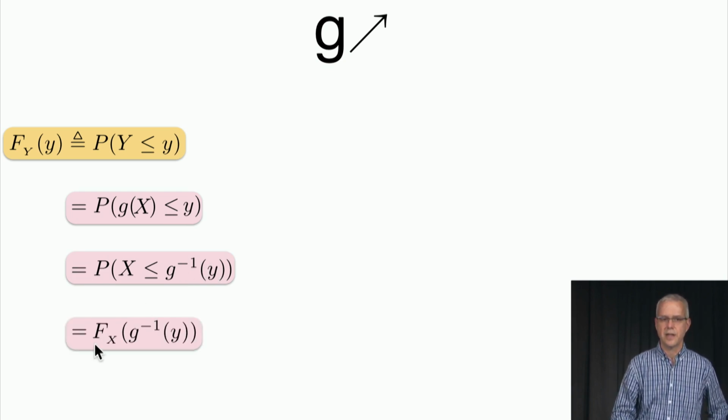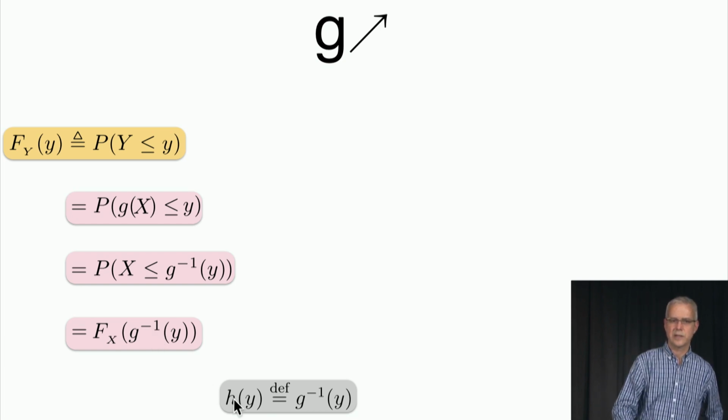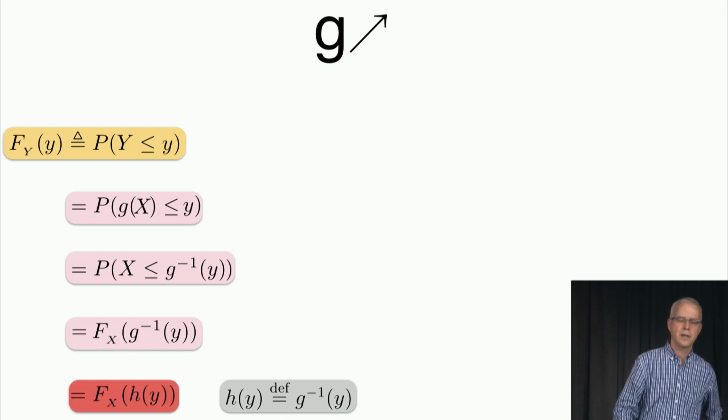And this is just fX of g inverse of y. Now, instead of writing g inverse of y, we're going to write h of y, just to abbreviate g inverse of y. So this is fX of h of y. So F_Y of y is just fX of g inverse of y.